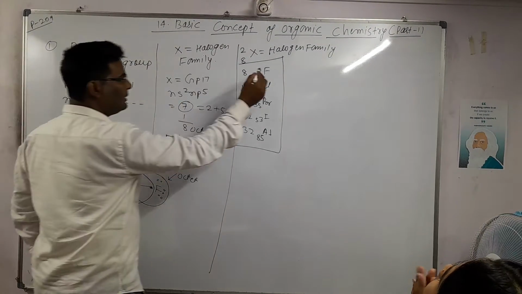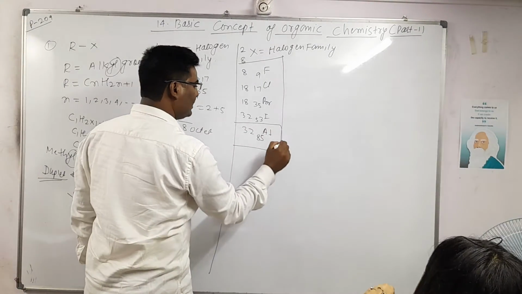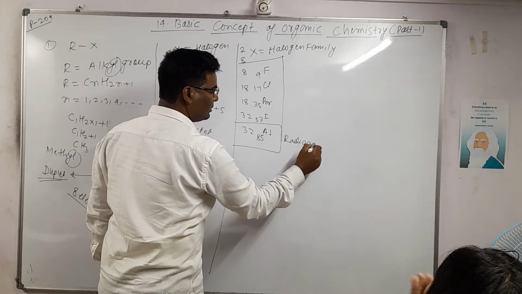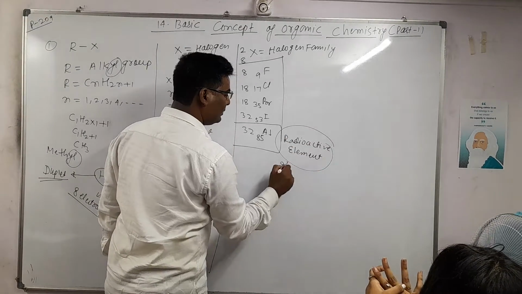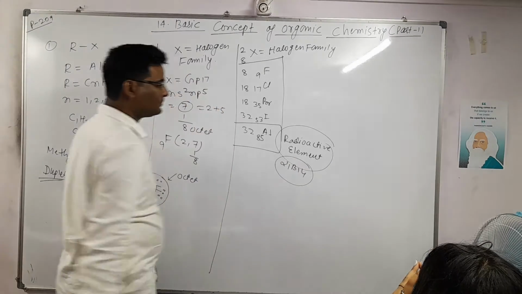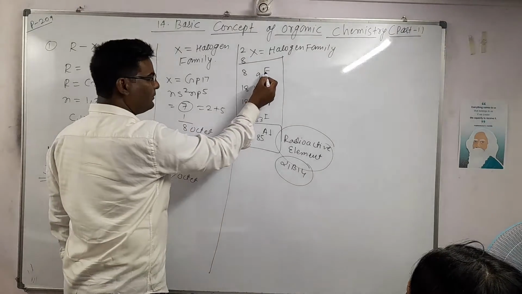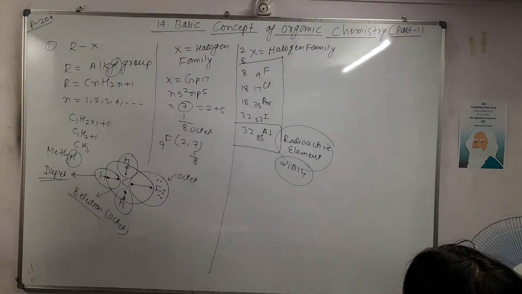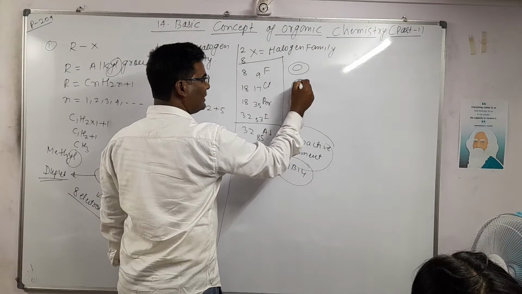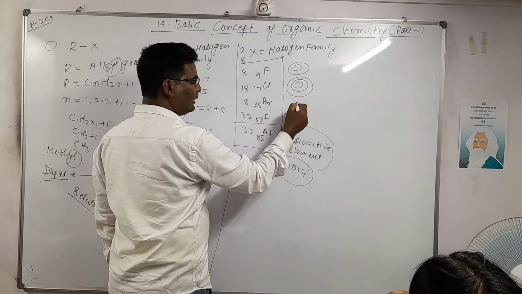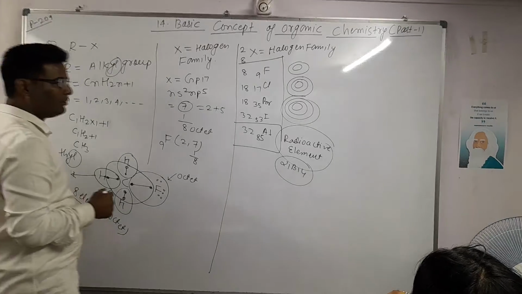So X is sometimes fluorine. Next one is chlorine, bromine, iodine, right? This astatine is a radioactive element, which emits alpha, beta, gamma rays, right? So here in basic organic chemistry, we will use fluorine, chlorine, bromine, iodine, right? And you can notice as we go down, the number of orbits increases, right? So atoms increase in size due to increase in atomic number.